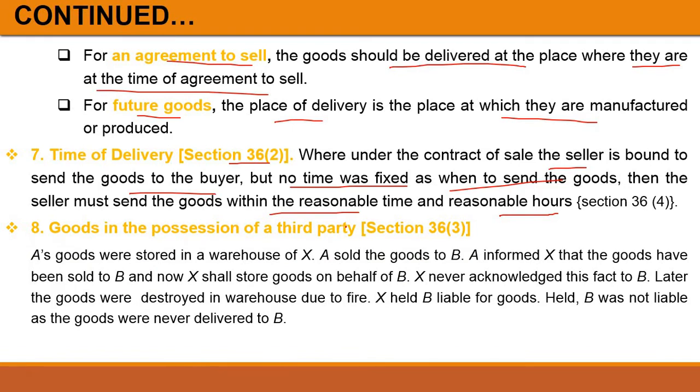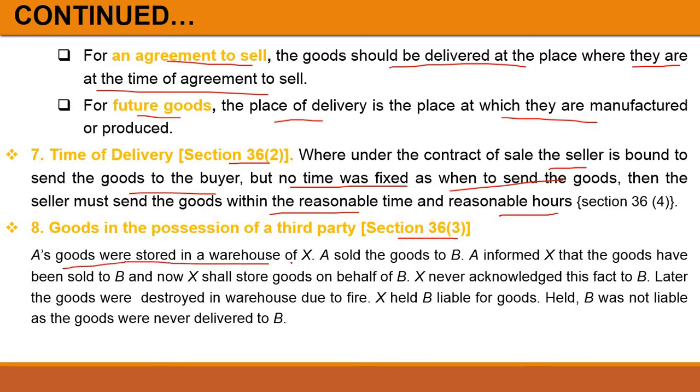Next comes point number 8, section 36 subsection 3. This point deals with manner of delivery. So when a third party is holding the goods, there is no delivery by the seller to the buyer unless and until such third party acknowledges to the buyer that he holds the goods on his behalf, like we have done in case of constructive delivery. The same is the case here. So just see the example.